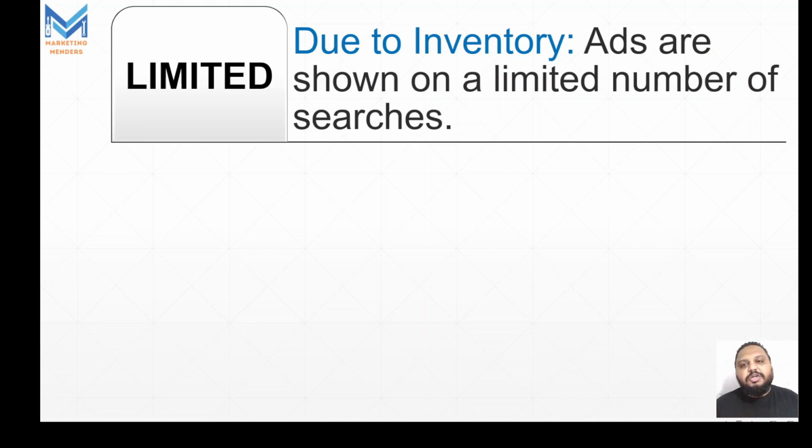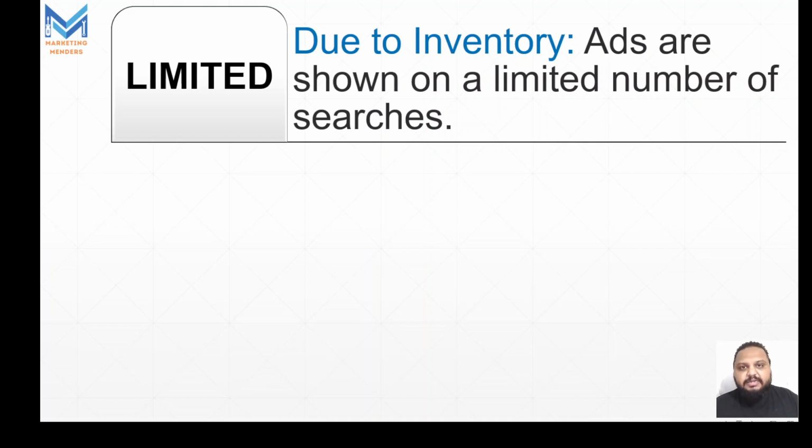Number 1 is due to inventory. Ads are shown on a limited number of searches. Now, inventory means, what is the inventory of Google? Google's inventory is people who are coming onto Google and searching for anything. Now, limited due to inventory means your campaign is fine. There is no problem with the campaign, but Google does not have enough inventory wherein it can show your ad. So your ads are not appearing on the searches people are making on Google.